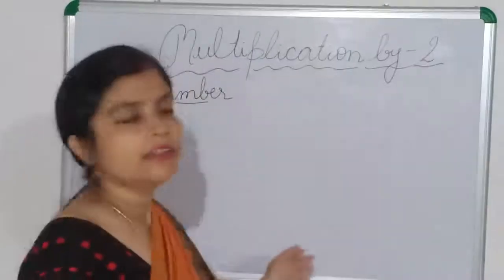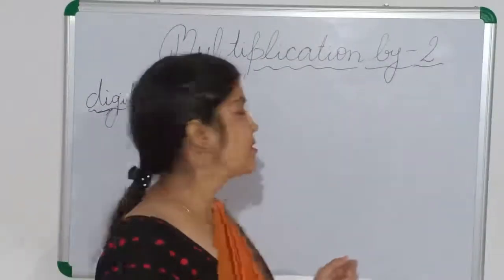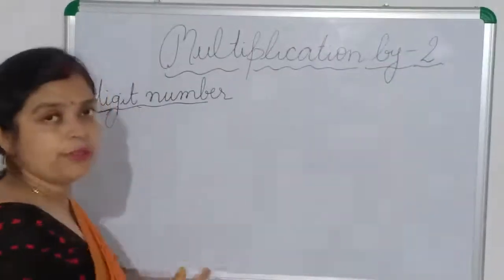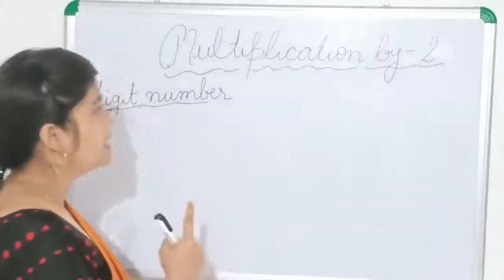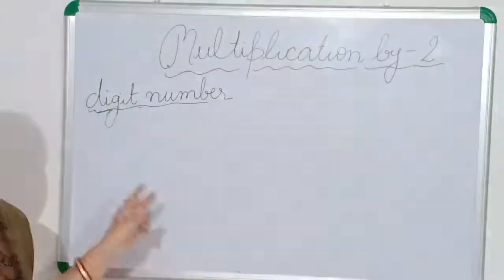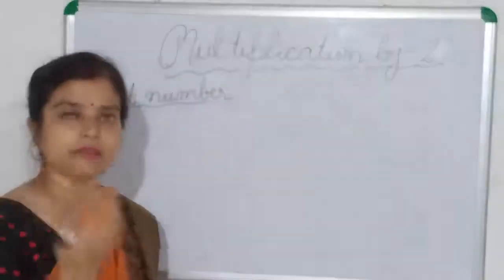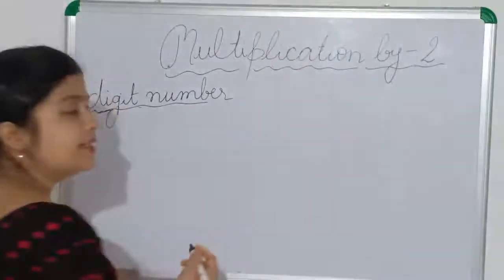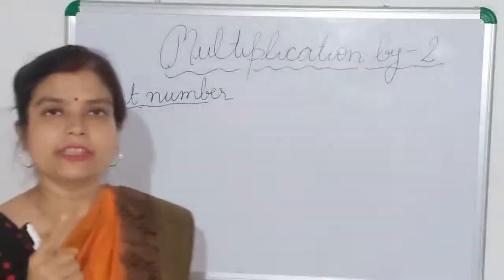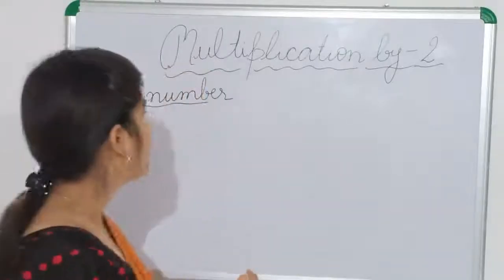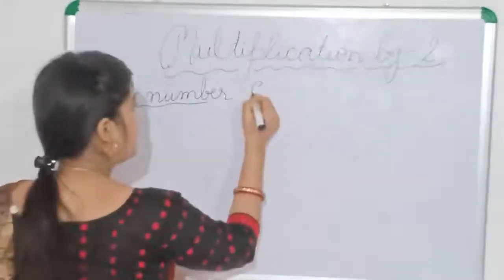Session, today we will learn the multiplication by two-digit number. I will show you two examples. First, in one example, I will show you the multiplication of two-digit number by two-digit number. Okay, and then in second example, I will show you multiplication of three-digit number by two-digit number. So here I am taking first example.